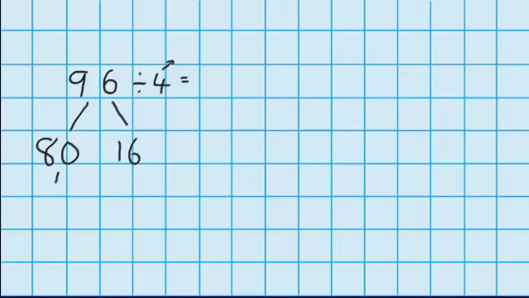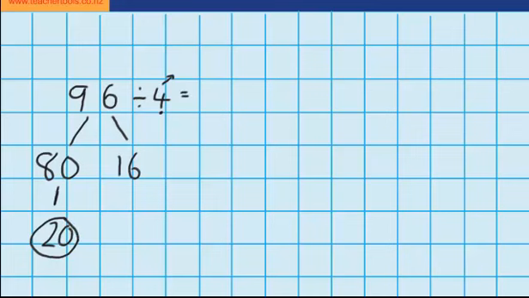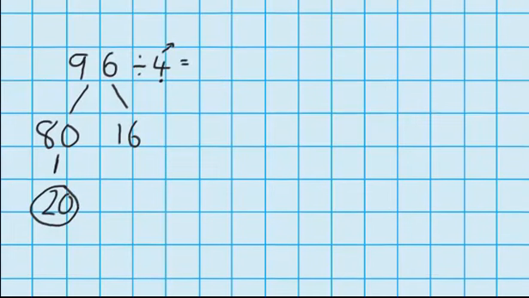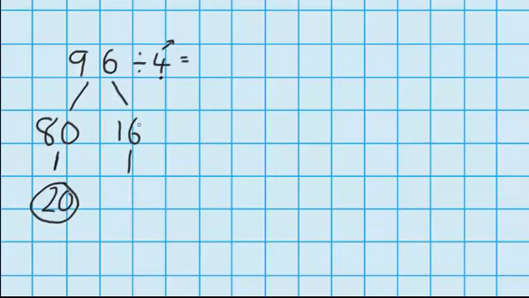So let's start with this pile of 80. I need to share these 80 items between my 4 groups, so that means I must put 20 items in each group. Now I'm going to move on to my pile of 16. If I've got 16 items, and I need to share those between the 4 groups as well, that means I'm going to need to put another 4 items in each group. So first of all I put 20 items in each group, then I put another 4 items, so in total I've put 24 items in every group. So 96 divided by 4 equals 24.